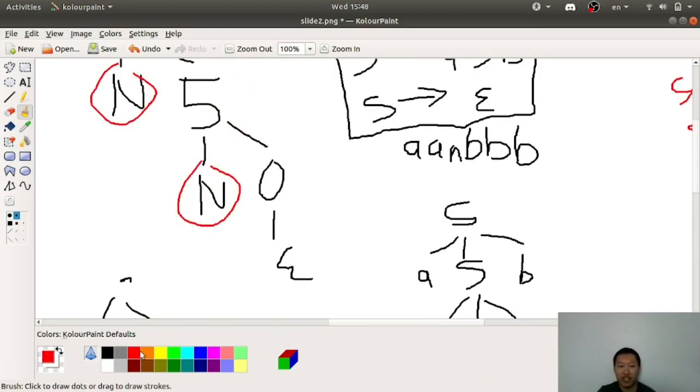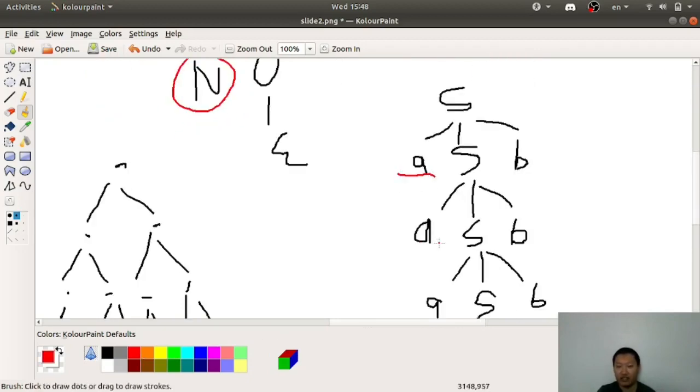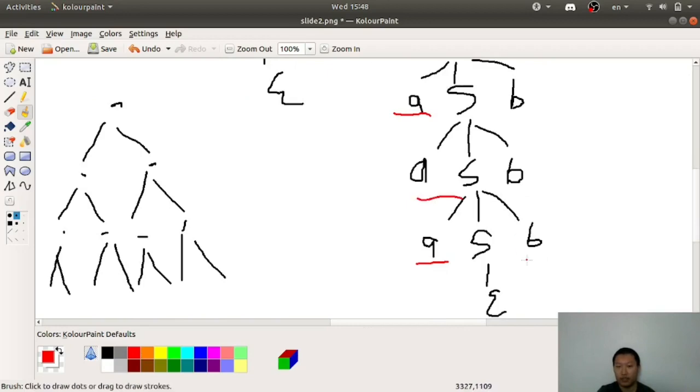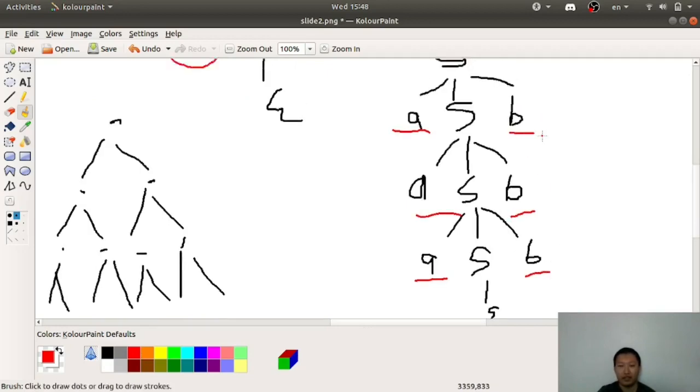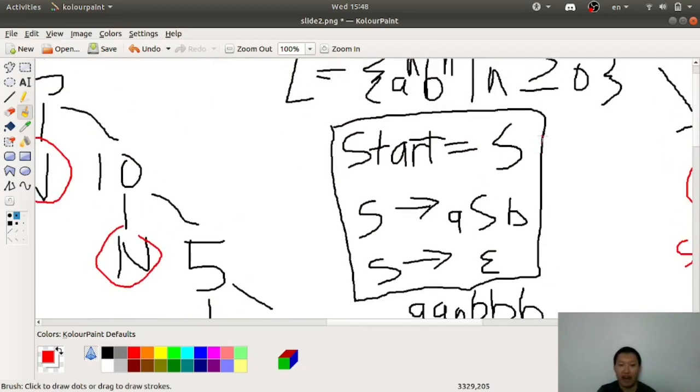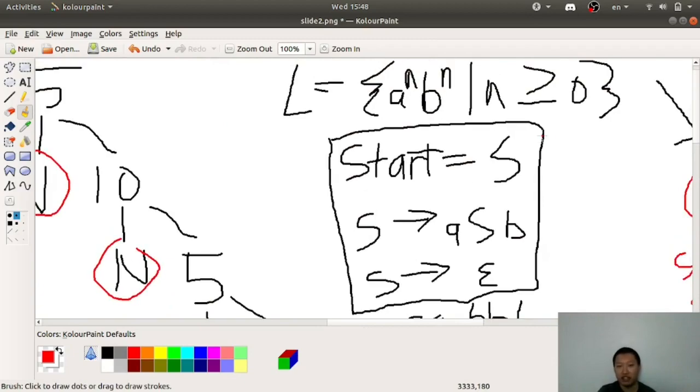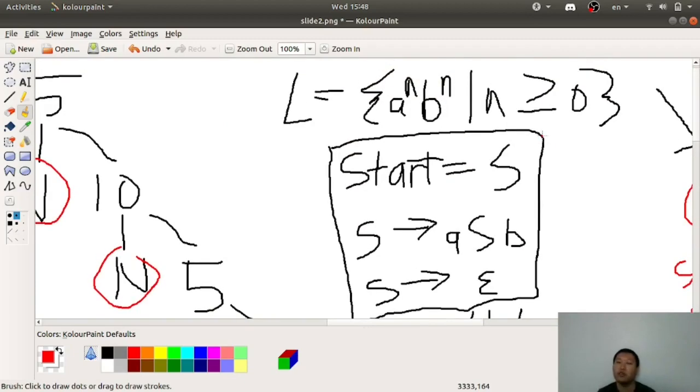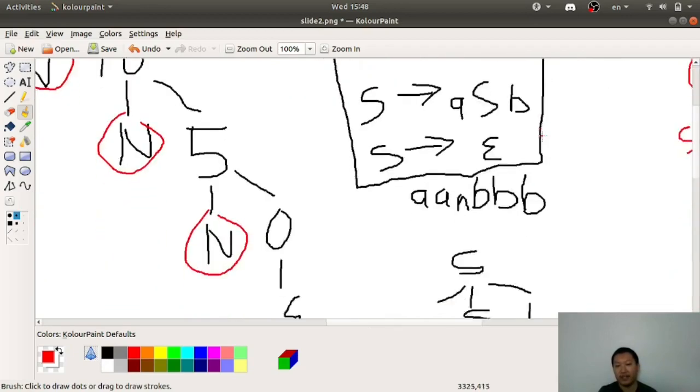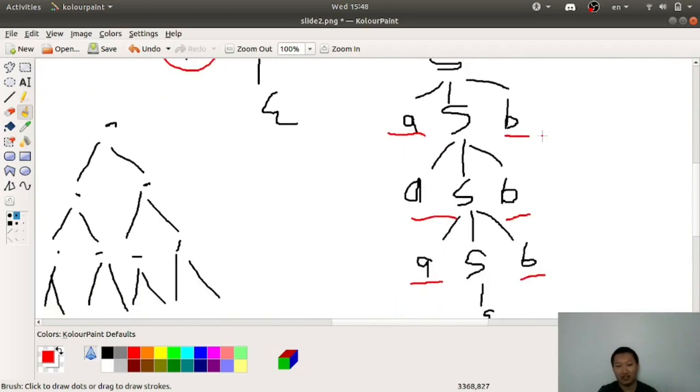And now you can see we've generated the string a, b, b, b. And so you can see the power of these context-free grammars. With the finite state automaton, we had no ability to model this language, a to the n, b to the n. But now, with context-free grammars, we can model these languages.